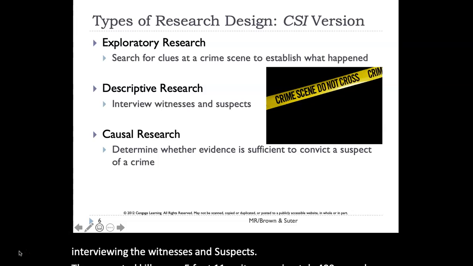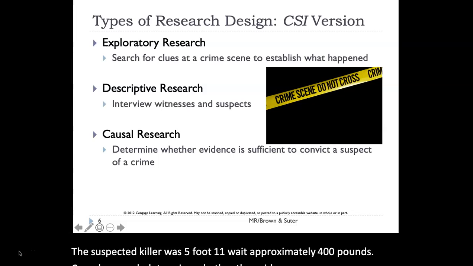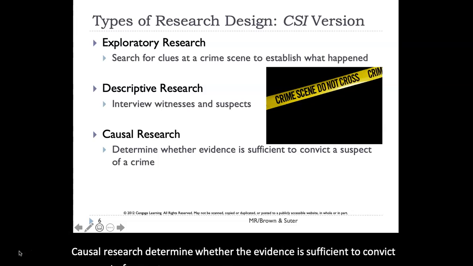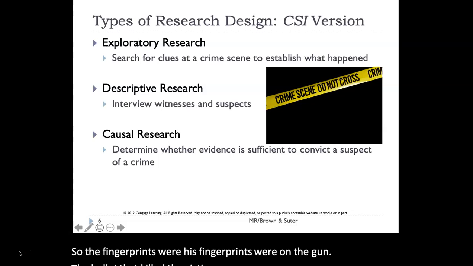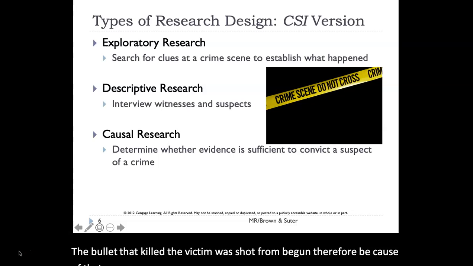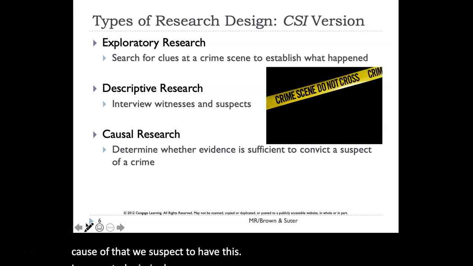Causal research determines whether the evidence is sufficient to convict a suspect of a crime. So his fingerprints were on the gun. The bullet that killed the victim was shot from the gun. Therefore, because of that, we have this suspected criminal as the suspect.